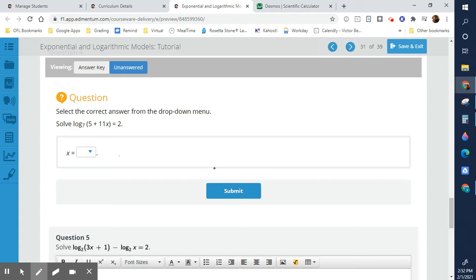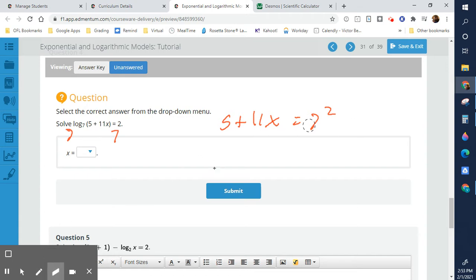If you have a log function, it's so much easier to solve, because what we're going to do is base both sides by 7. This is going to give us 5 plus 11x equals whatever 7 squared is. Luckily, we know 7 times 7 is 49. So I'm just going to jump straight to that. Unlike logs, usually you can do an exponential a lot easier, so it requires fewer steps.